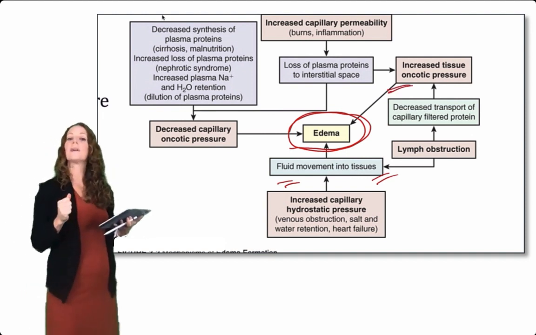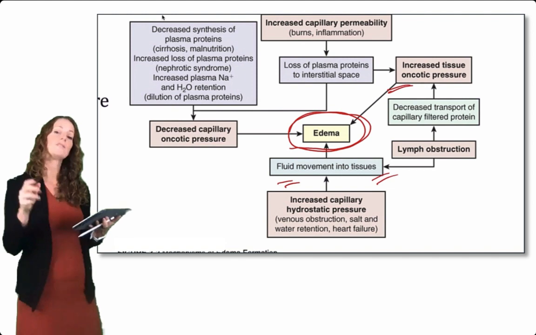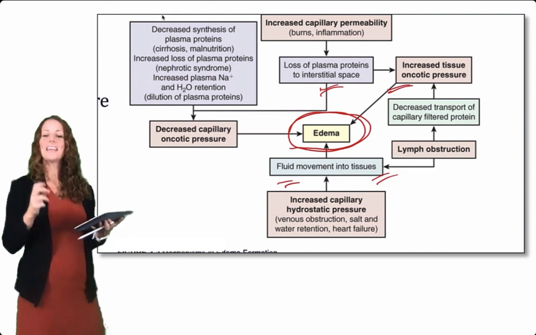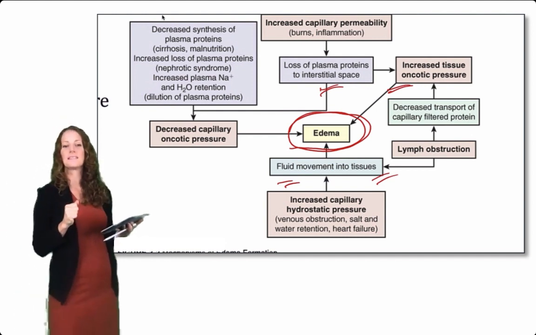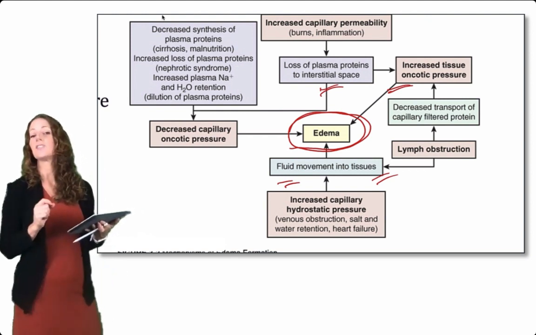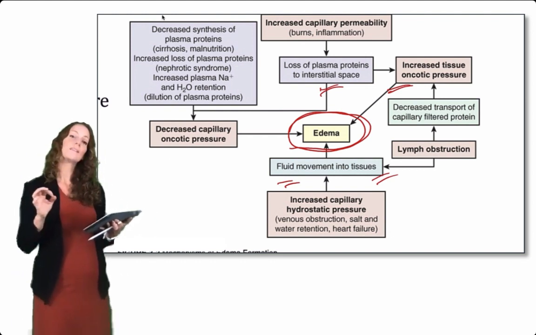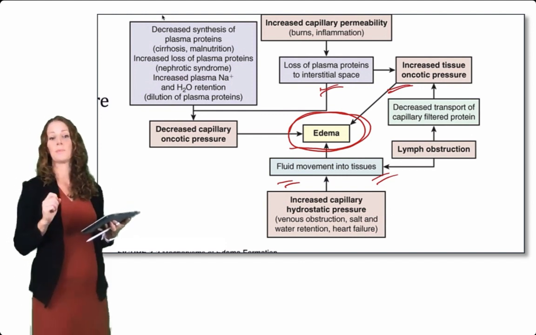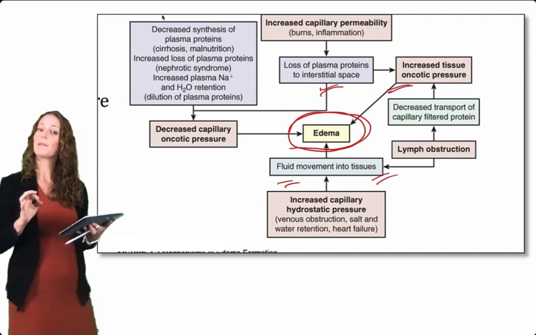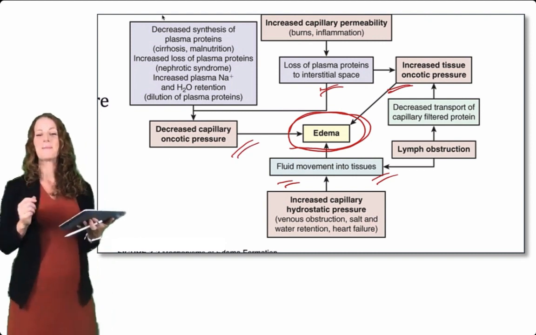An increase in capillary permeability, as we just said, for inflammation, can lead to a loss of albumins to the interstitial space. More albumins in the interstitial space, edema. Decreased synthesis of plasma proteins, usually due to some liver dysfunction. Increased plasma fluid retention can also dilute the plasma proteins. In that case, just like losing plasma proteins, dilution of plasma proteins can cause a decrease in capillary oncotic pressure. If you decrease that capillary oncotic pressure, you have less reabsorption, edema.